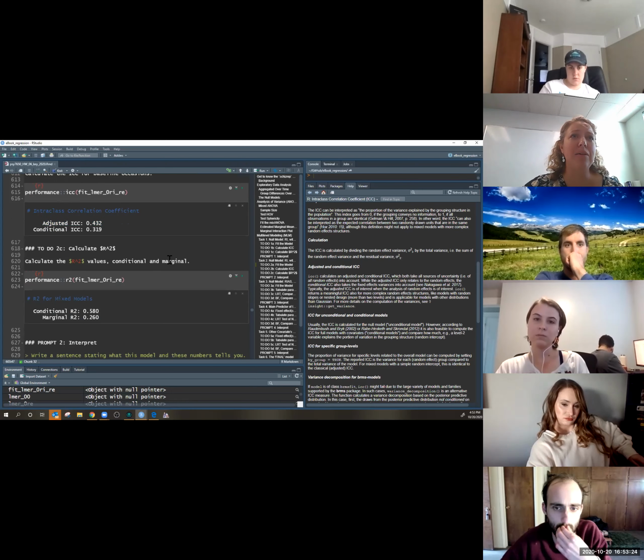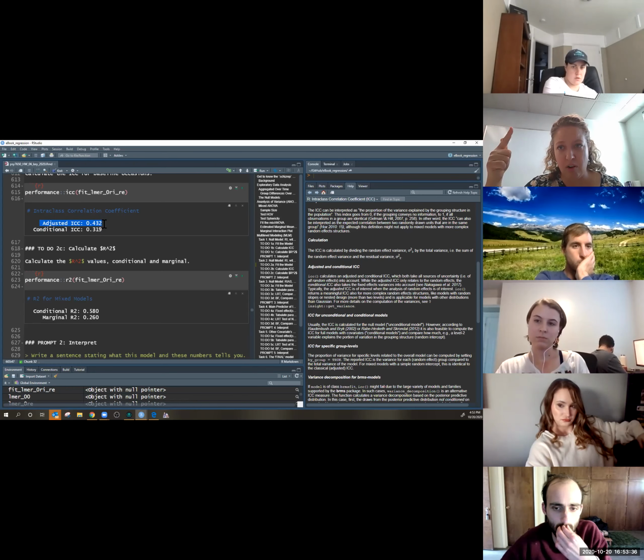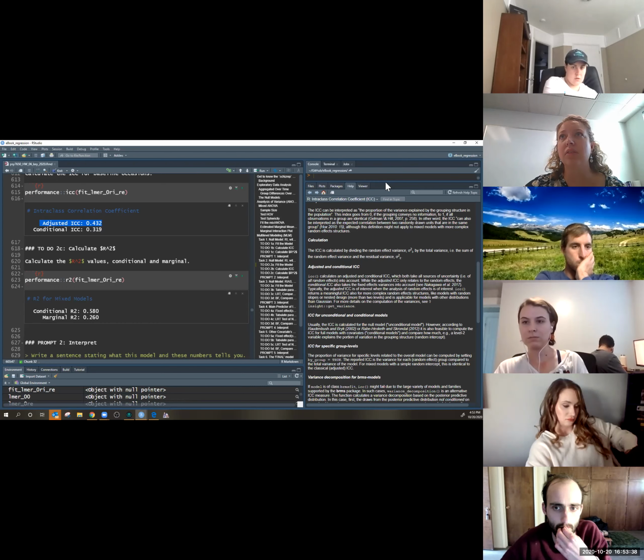Okay. Does that help clear up the ICC? The conditional is just at baseline. The adjusted is baseline plus linear growth in this case.